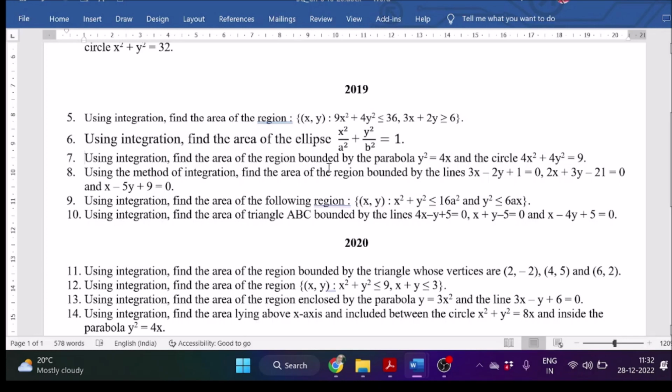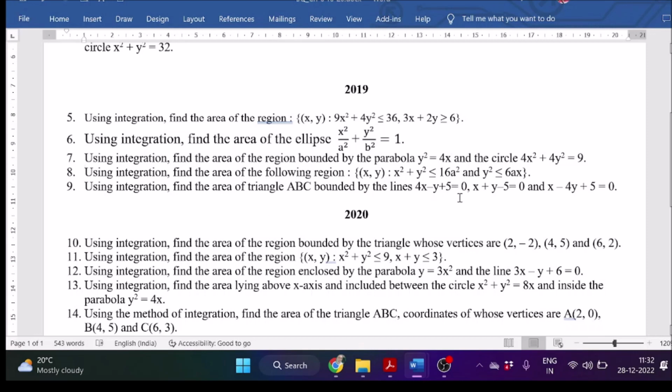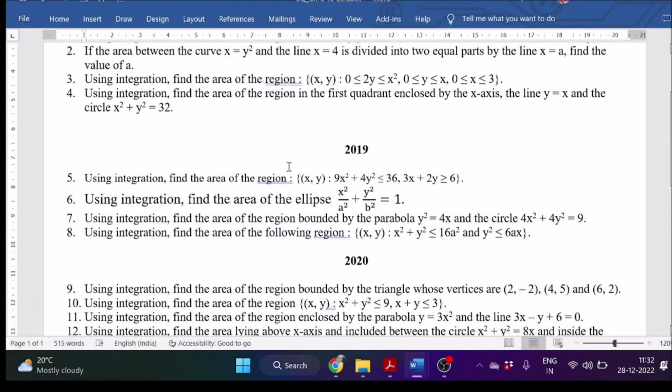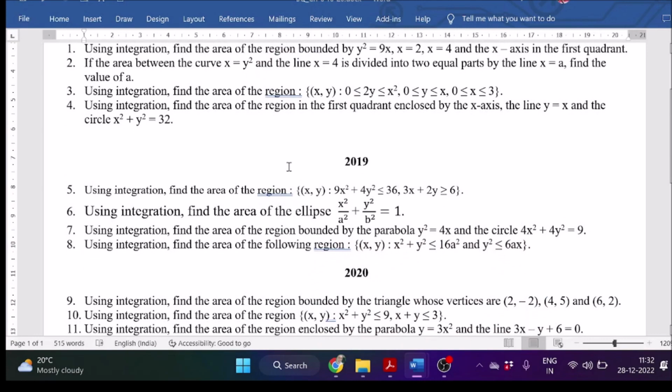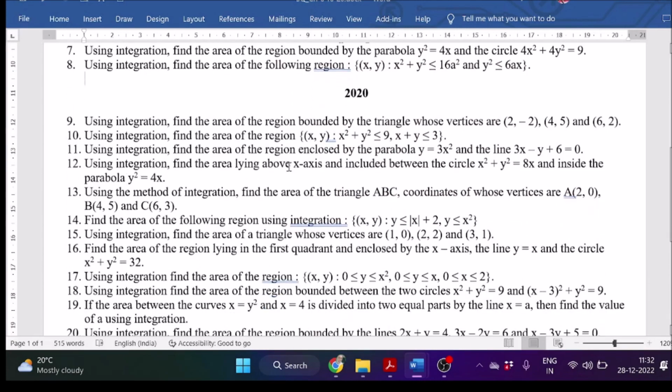Using integration, find the area of the region bounded by a parabola and a circle, it may come. Next one, again area of a triangle bounded by 3 lines, it may not come. This one again circle and parabola may come. Again area of a triangle, it may not come. So of 2019, only 4 questions are probable questions of 2023.